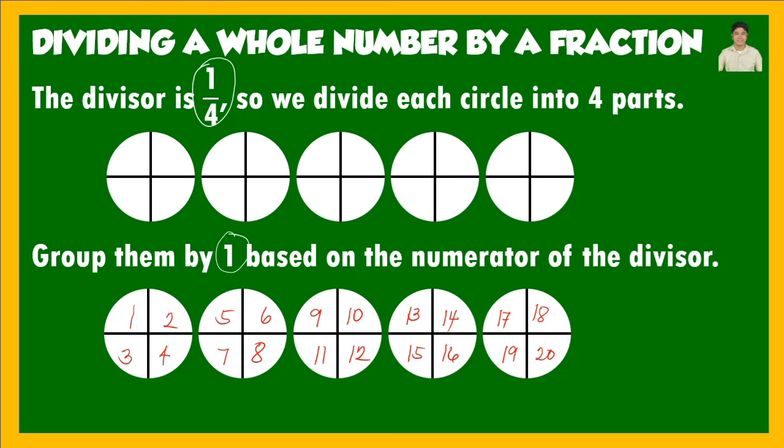Dahil hindi naman talaga sila nakagroup kasi individually sila, 1 lang. As you can see, yung bilang ng group na meron tayo is 20. That is why the quotient of 5 and 1/4 is 20. Ayan po, yung ating sagot dito sa ating first example is 20.